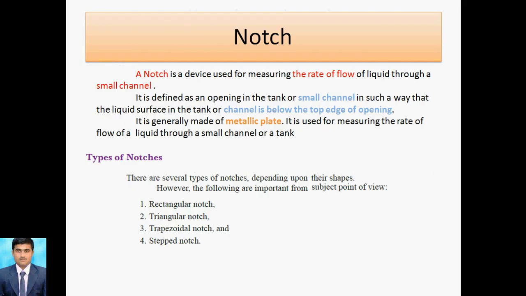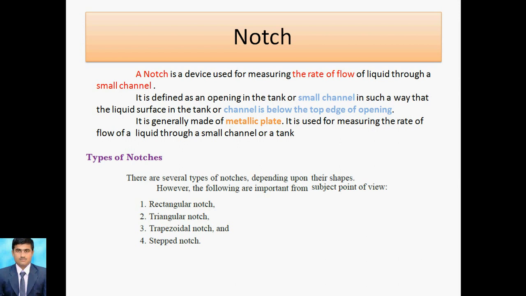A notch is a device used for measuring the rate of flow of a liquid through a small channel. It is also defined as an opening in the tank or small channel in such a way that the liquid surface in the tank or channel is below the top edge of the opening. Basically the notch is made from a metallic plate and it is used for measuring the rate of flow of liquid through a small channel or a tank.